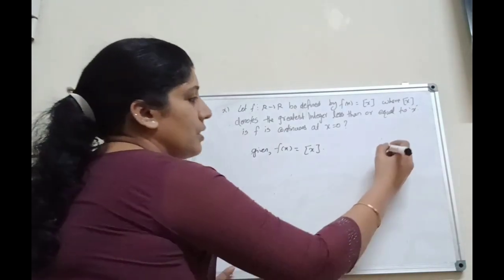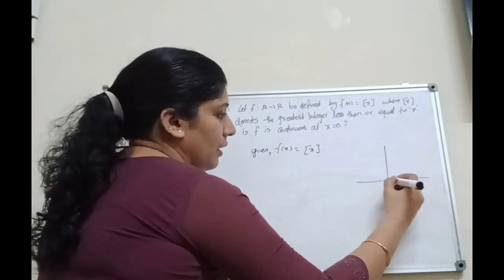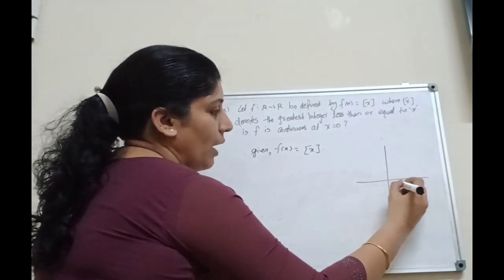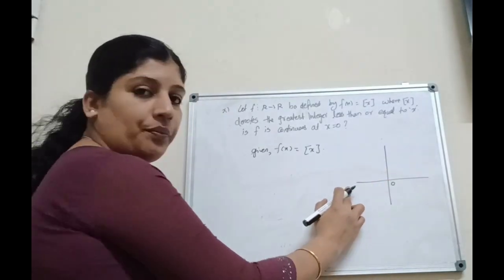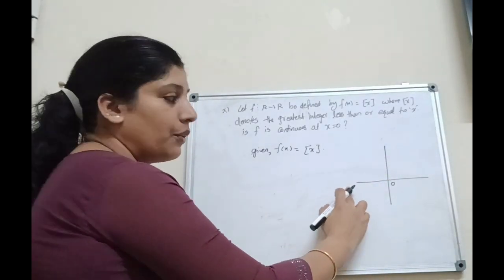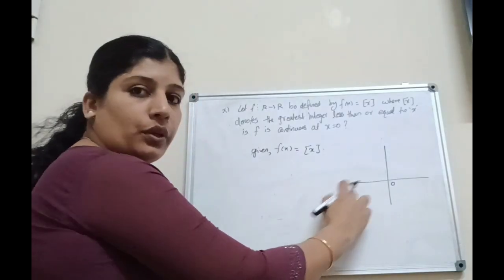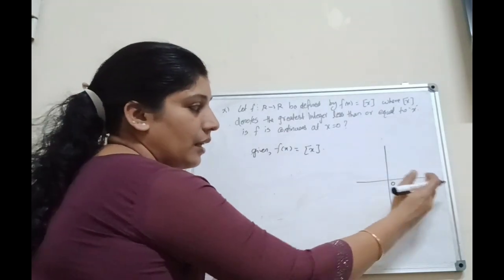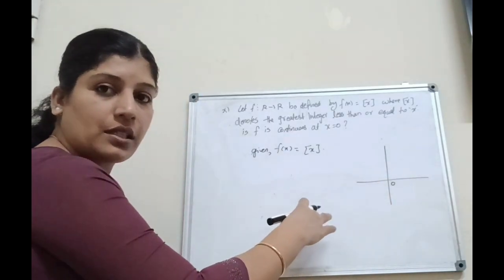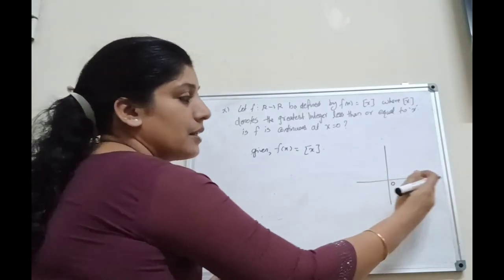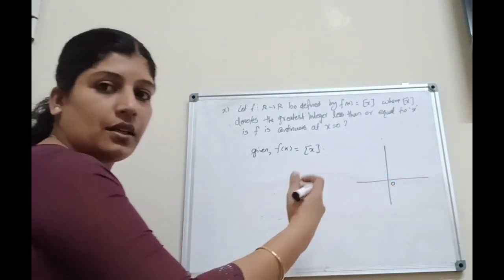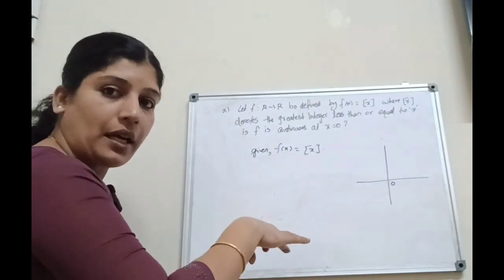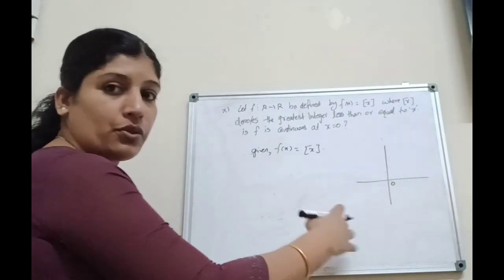In the case of the greatest integer function, we have to consider the left side of 0 and the right side of 0. That is, we have to find the two intervals, the left side of 0 and the right side of 0. The left side of 0 gives the left hand limit and the right side of 0 gives the right hand limit. That means the left side is the limit as x tends to 0 minus, and the right side is the limit as x tends to 0 plus.